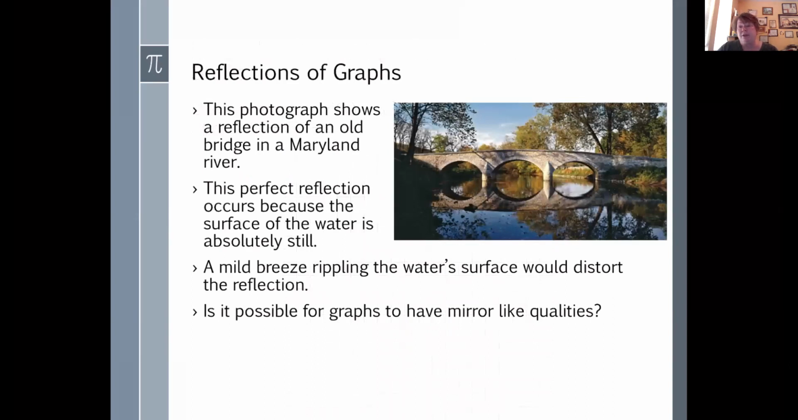All right, reflections. This photograph shows a reflection of an old bridge on a Maryland river. This perfect reflection occurs because the surface of the water is absolutely still. A mild breeze rippling the water's surface would distort the reflection. Is it possible for graphs to have mirror-like qualities? And the answer is yes.